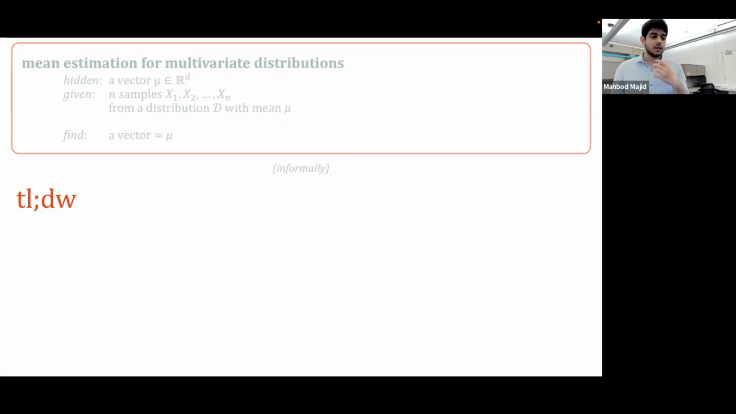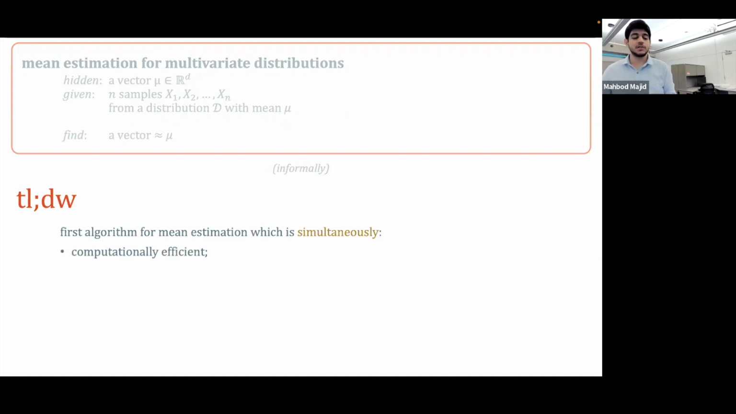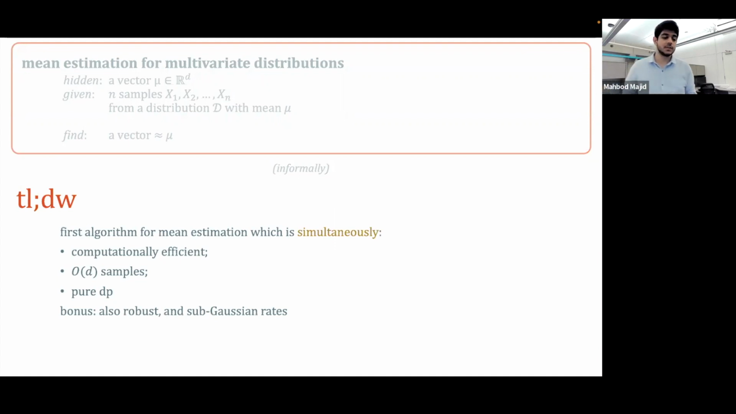Now, our contribution is that we give the first algorithm for this problem which is simultaneously computationally efficient, has optimal sample complexity up to logarithmic factors, and is pure DP. And as a bonus, we also get robustness and subgaussian rates. Note that it was known how to get any two out of these three properties, but it wasn't known how to get all three simultaneously. And this is the contribution of our work.